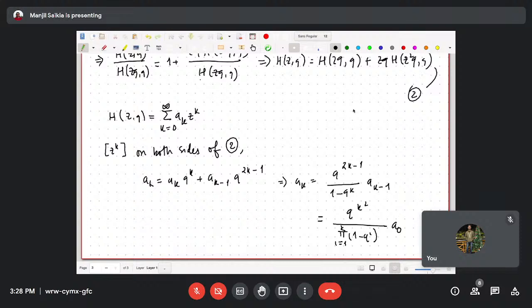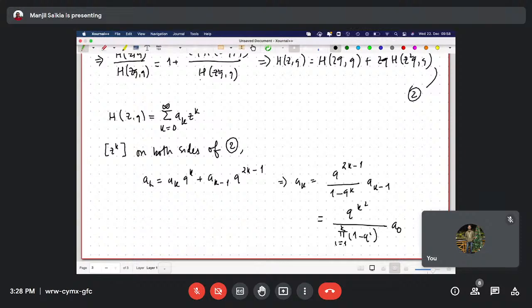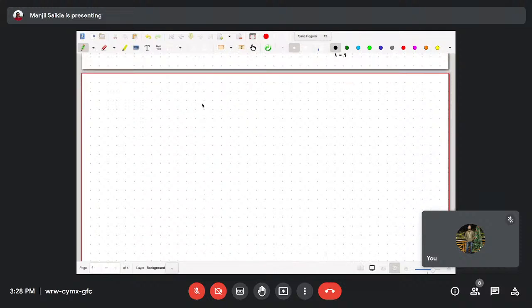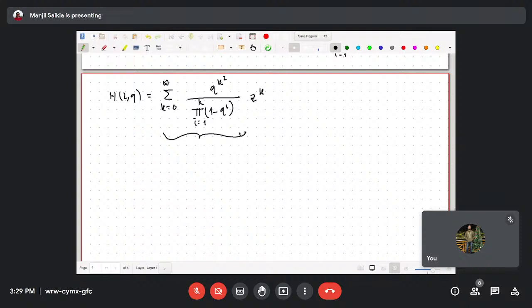Now, this should already be familiar. So q to the power k square divided by this product is actually the terms of the first Rogers-Ramanujan identity on the sum side. So what this basically says is that H of z, q is now just this sum. So the sum is going from k equal to 0 to infinity, q to the power k square divided by this product, 1 minus q^i, i going from 1 to k, times z^k. Okay. So now this part is actually the sum side of the first Rogers-Ramanujan identity.